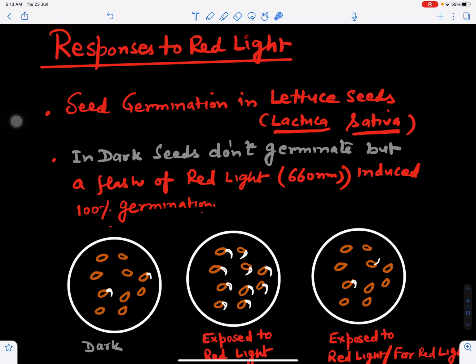Now we'll discuss certain examples. If we take lettuce seeds, whose botanical name is Lactuca sativa, and we germinate them in the dark, they will not germinate, but they will germinate in red light. So if we are germinating in the dark and we expose the seeds to red light, that is, a wavelength of about 660 nanometer, this will induce 100% germination.